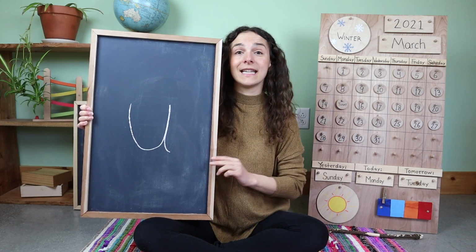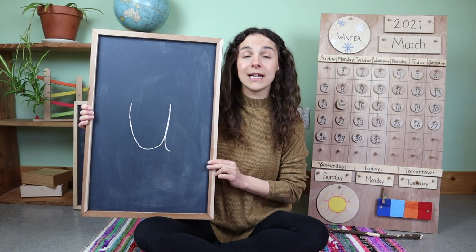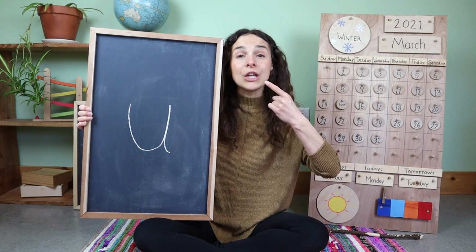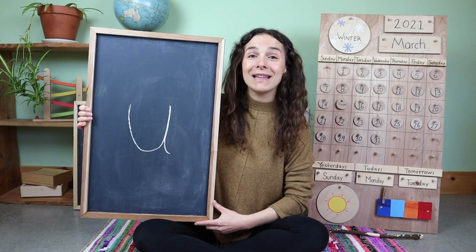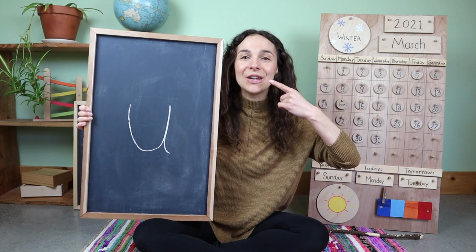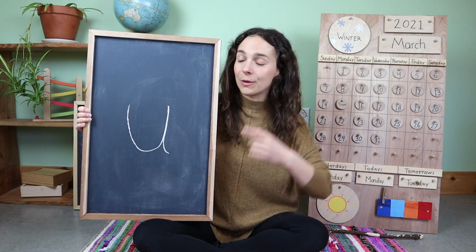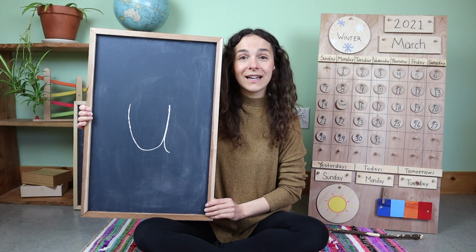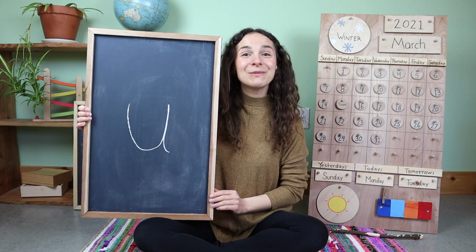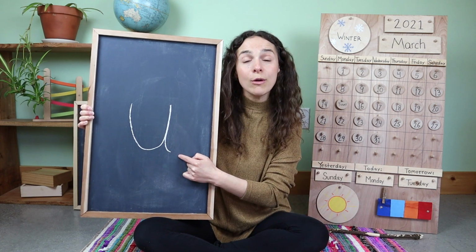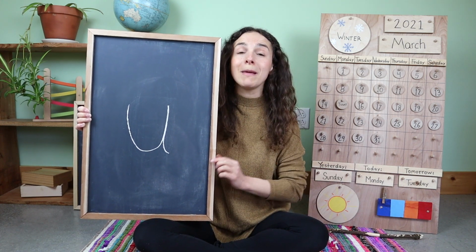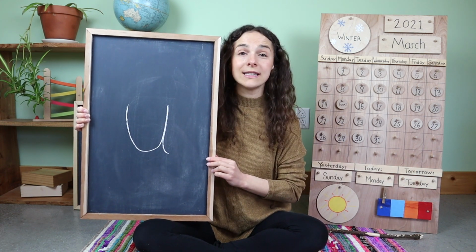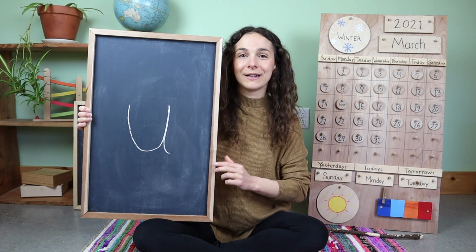Now, the second sound is a long sound that sounds like this. U. Can you make that sound with me? U. Now, do you know what letter this is? U. That's right, friends. This is a lowercase u. And U makes a short sound, and a long sound, U.